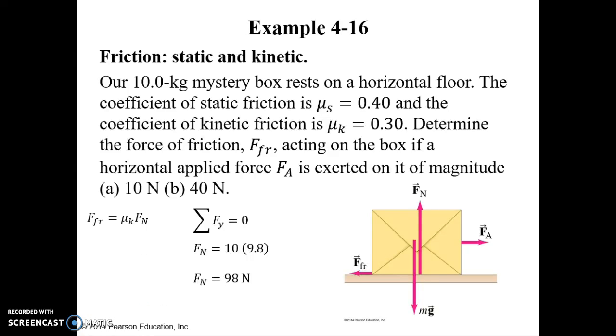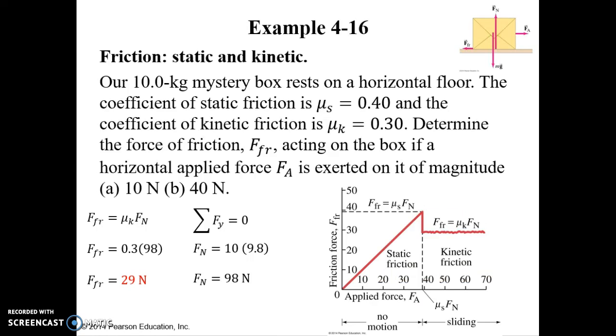Now, for part B, the force is greater than 39 just by 1 newton. So we plug and chug using the coefficient of kinetic friction instead of static. And now we get a frictional force of 29 newtons while the object is sliding across the surface. Now the sum of the forces in the x direction is greater than 0 and has the remaining resultant force pointing in the positive x direction.